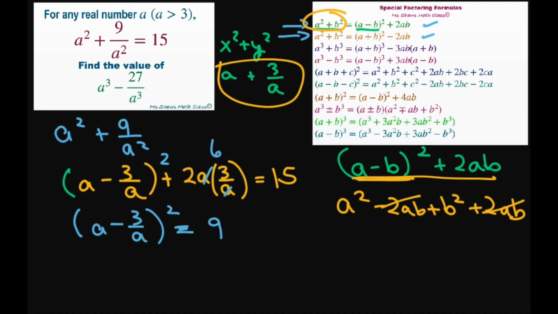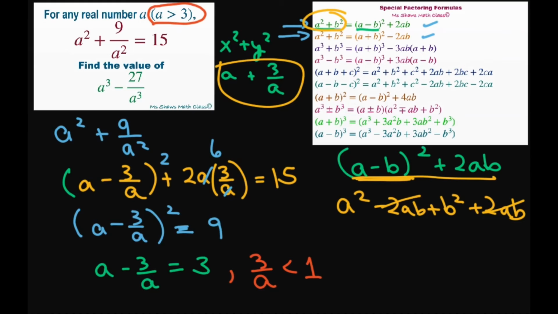All right, now solving for a, let's square root both sides. We get a minus 3 divided by a equals 3. And usually when you square root, you get positive and negative, but our a has to be greater than 3. So since our a is greater than 3, I can cross multiply and simplify for a.